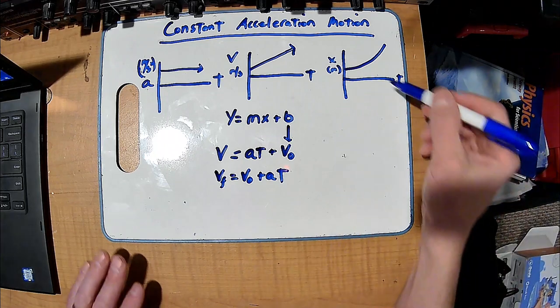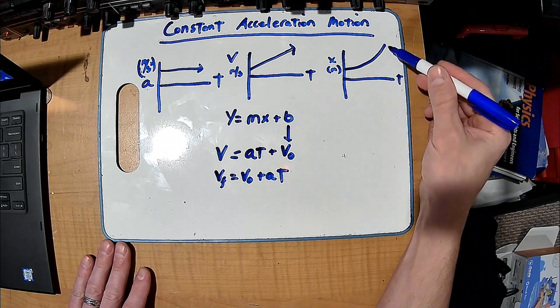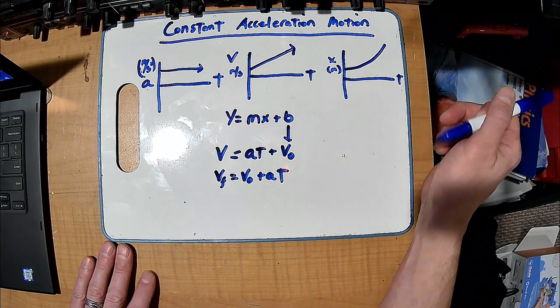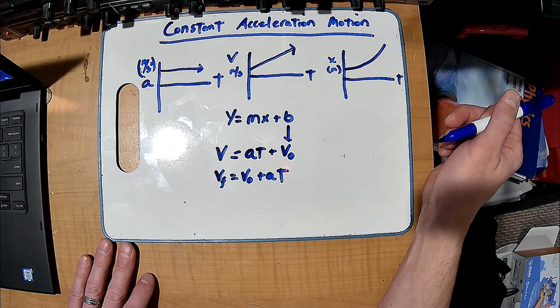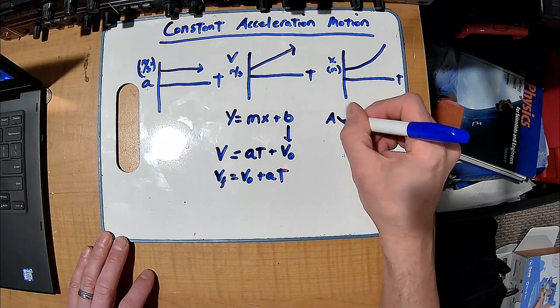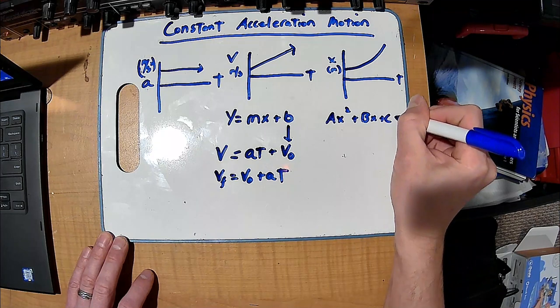Okay, now, this function is a curve. Some folks would say, oh, it's an exponential function. Turns out it's not exponential. It's actually a quadratic function. Okay, if you remember what a quadratic looks like, the general form of a quadratic is ax squared plus bx plus c equals 0.